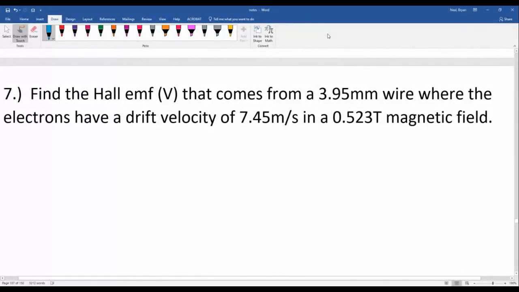All right. So we have something called Hall EMF that happens when we have current moving through different types of conductors. That is represented by epsilon, which is kind of a fancy looking E, almost looks like a backwards or upside down 3. That's going to come from the magnetic field multiplied by the length across the conductor multiplied by the velocity, drift velocity of the electrons.